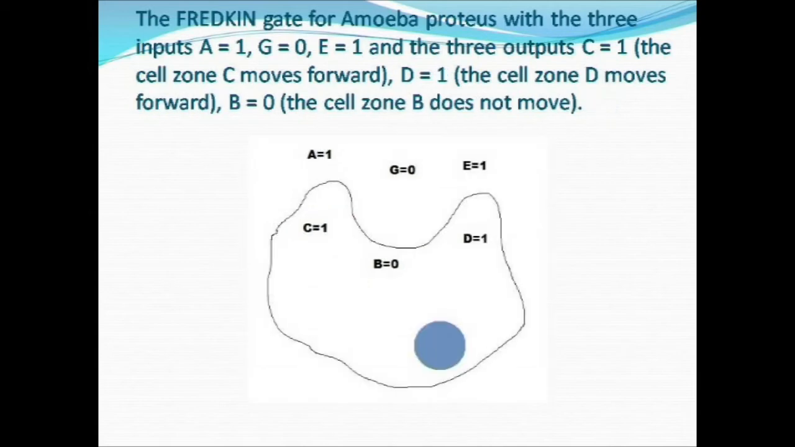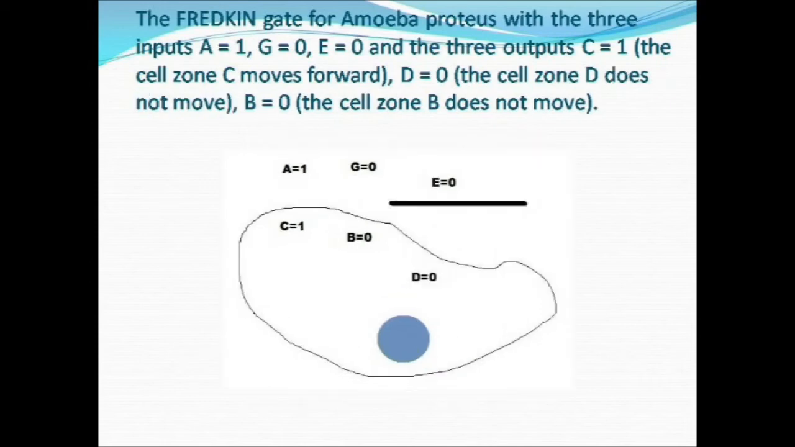Next, the Fredkin Gate for Amoeba proteus with the three inputs A equals 1, G equals 0, E equals 1, and the three outputs C equals 1, the cell zone C moves forward, D equals 1, the cell zone D moves forward, B equals 0, the cell zone B doesn't move.